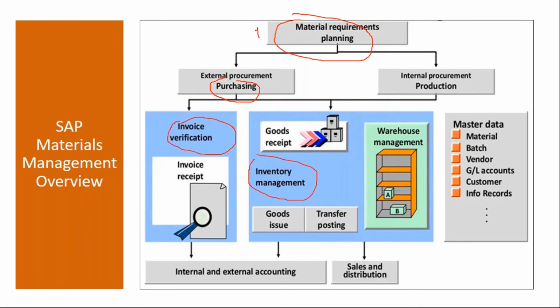These functions: MRP first, then purchasing second, then third inventory management, managing the stocks. Fourth one is invoice verification. So this is how they are. All these are linked together. Okay, so this is the high level overview of the MM module basically. Here we are discussing today what functions are covered in the MM module. Okay, so now let's move on.